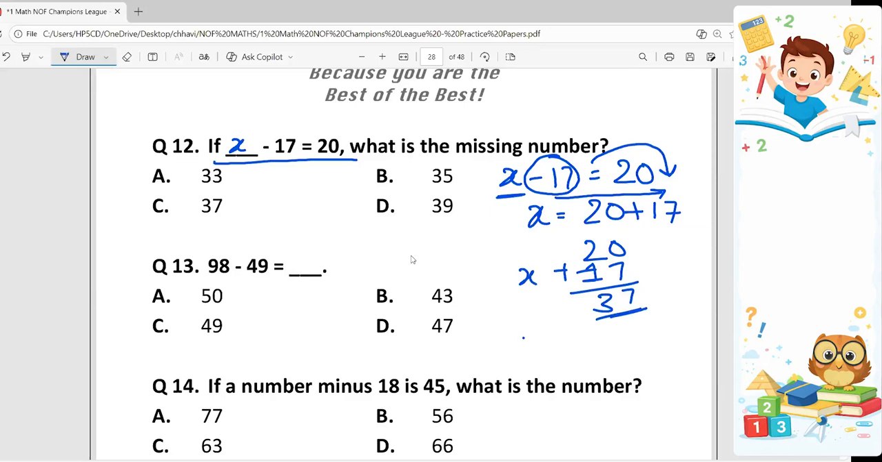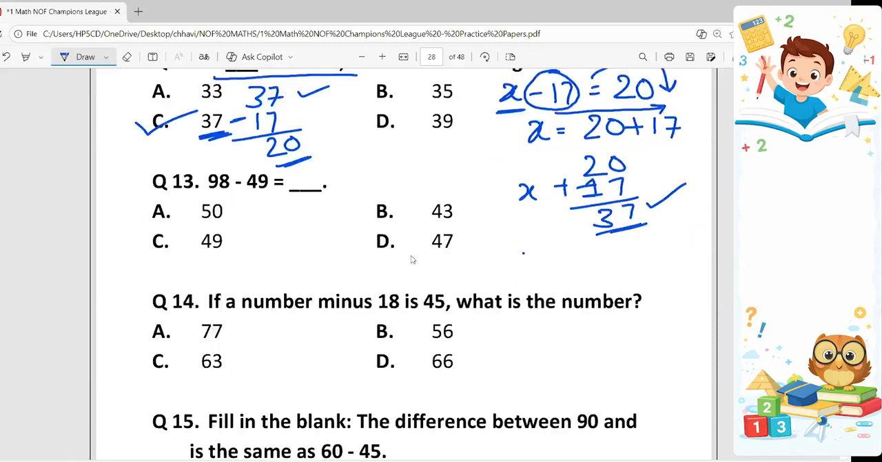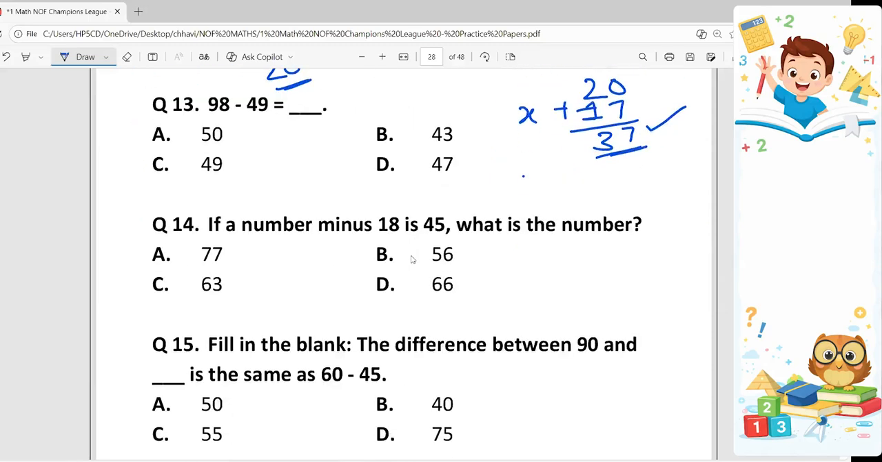And let's check it also. If we put 37 in place of x and we subtract 17 from it, what do we get? 0 and 2. So that means our value of x is correct, isn't it? And here this 37 is on option number C. So 12th answer, C is the correct one.